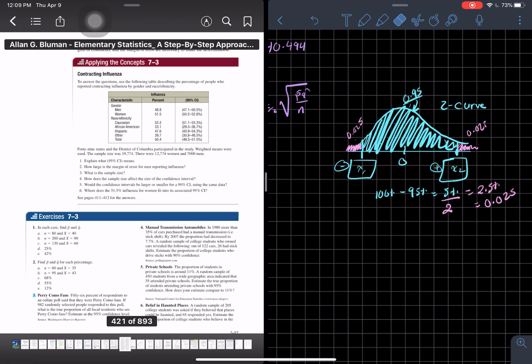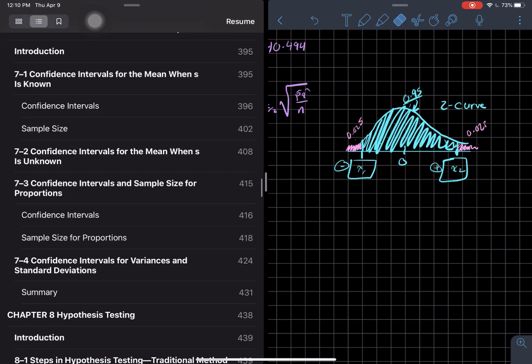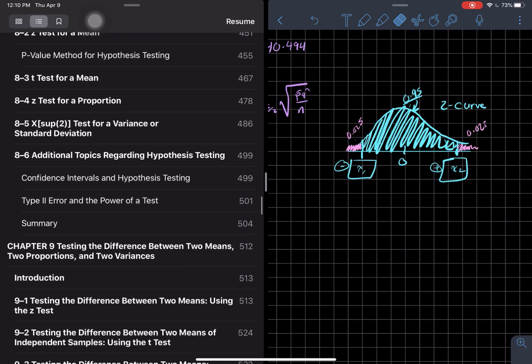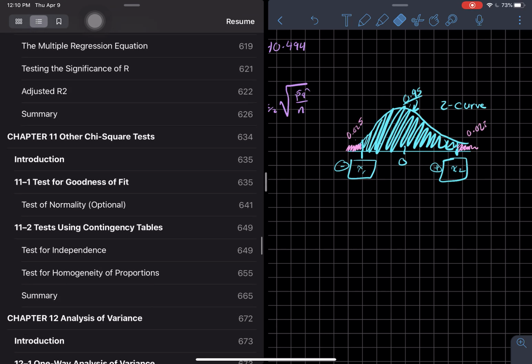Okay, so now that I know my area, I can backtrace it to find my z-score. There's two ways to do this: the calculator and just a regular table. Let's go to the table first.